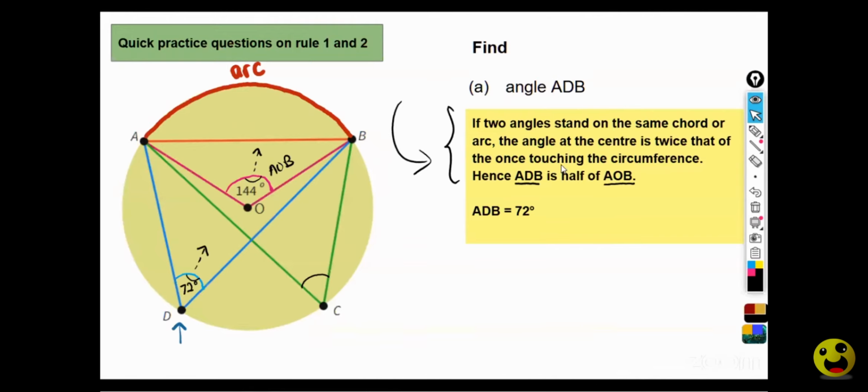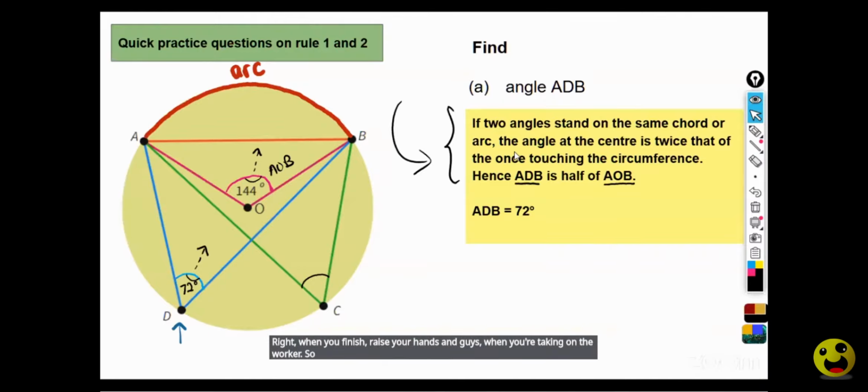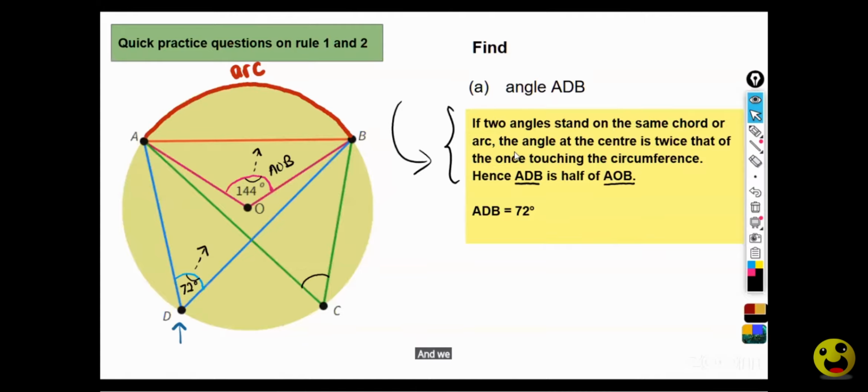Right? When you finish, raise your hands, and guys, when you're taking down the work here, this is ADB, and we use rule 2. And like I said, you have to write back in words what rule 2 is for the examiner.